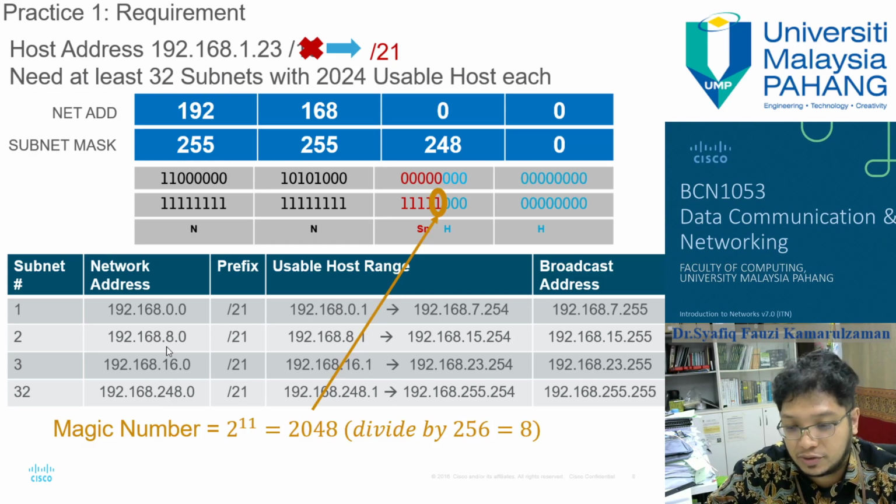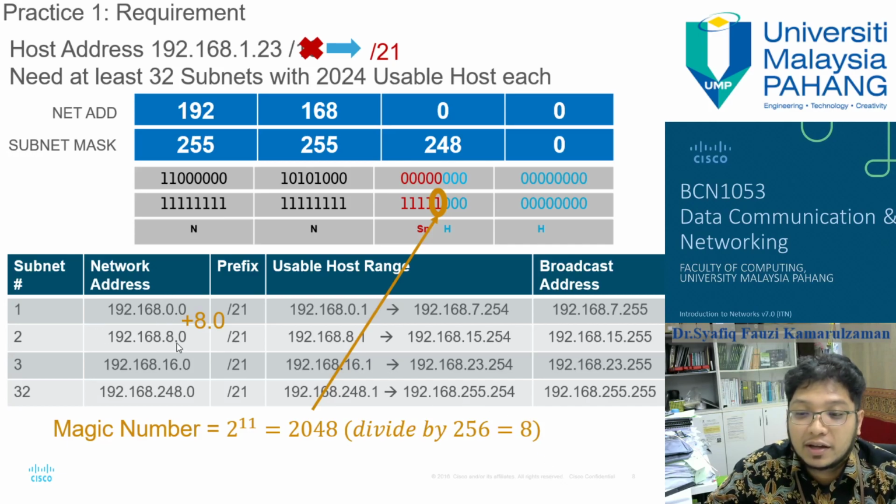Basically, as usual, you get the magic number, which is 2 to the power of 11 equal 2048. So 2048 is not defined here in the IP address, so you need to divide it by 256, which equals 8. So in this case, you will add plus 8.0. You have the 8 because you divided by 256. So the back one defines 256 and the front one is the value that you divided. So you get plus 8 and continue up until 32.